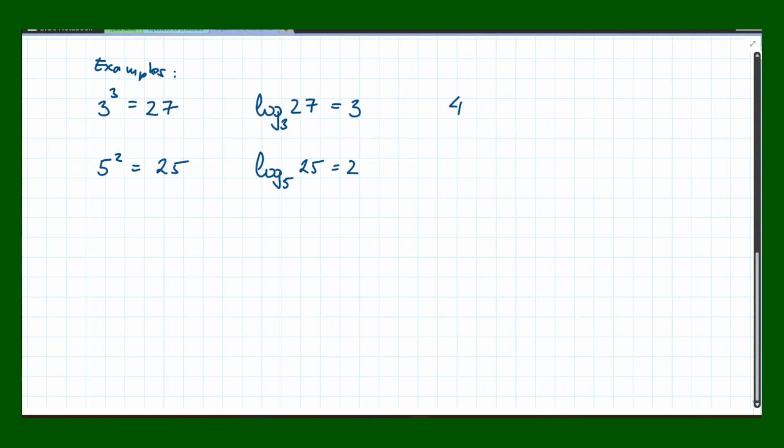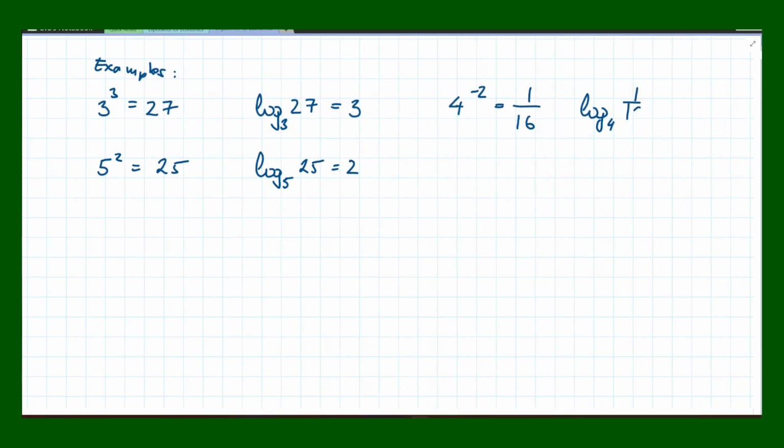Next one, 4 to the negative 2 is equal to 1 over 16, because the negative power is 1 over, and 4 squared is 16. Now, how can I rewrite this as a log? Well, the base is going to be 4 because the base is the same in the exponent as it is in the log. 1 over 16 is going to be behind the log sign because that's what the answer is of the exponential expression. And what comes after the log is the actual exponent itself. Because remember, the log is the exponent. So log base 4, 1 over 16 is going to be negative 2 because I need to raise 4 to the negative 2 to get 1 over 16.